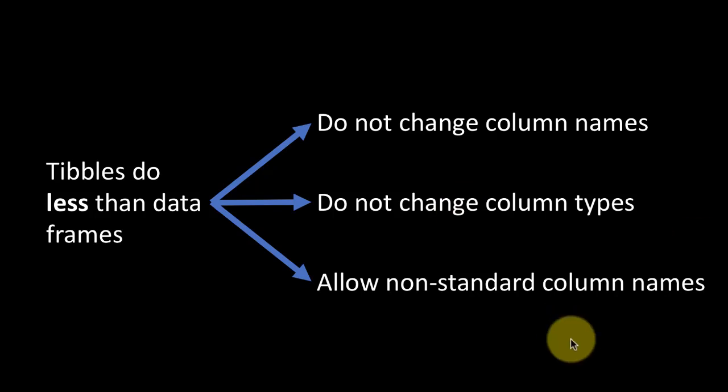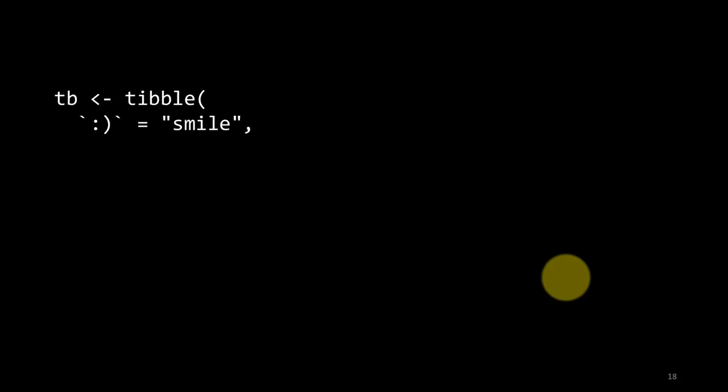So let's see an example. Of course, this example, I would forewarn you, is quite extreme. But there's one important point you need to take away from this, so watch closely. So you've got TB, and again, it's a tibble. I'm creating it with the tibble function. And notice the name of the first column is a smiley, actually. It's a colon followed by a parenthesis, looks like a smiley.